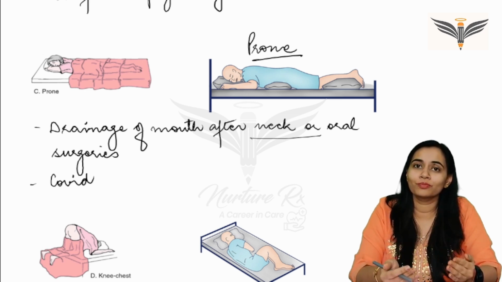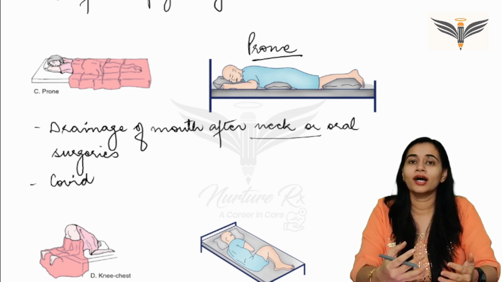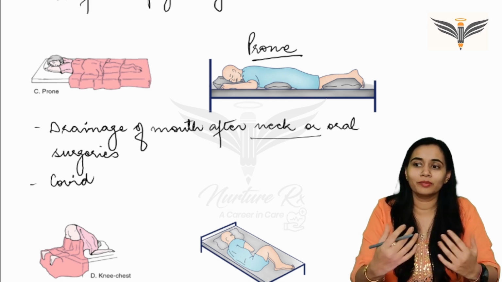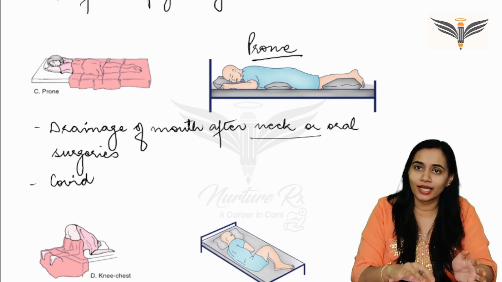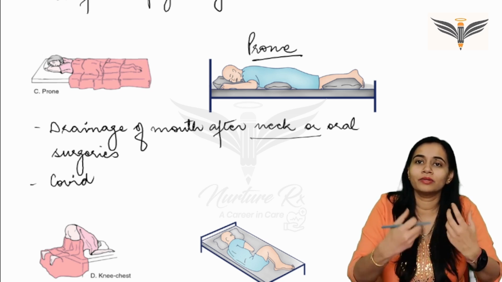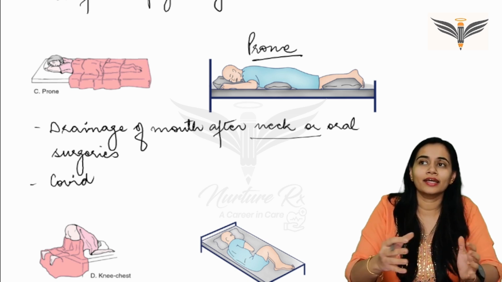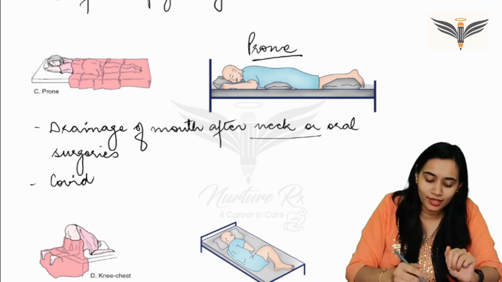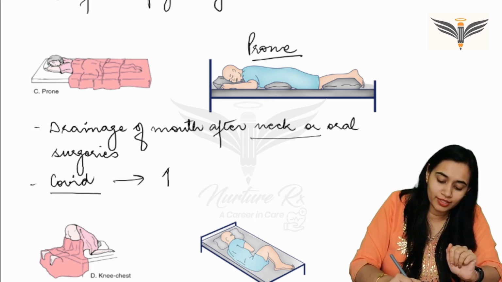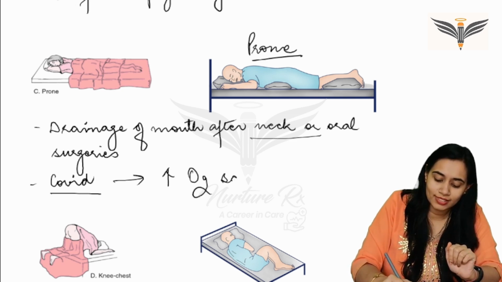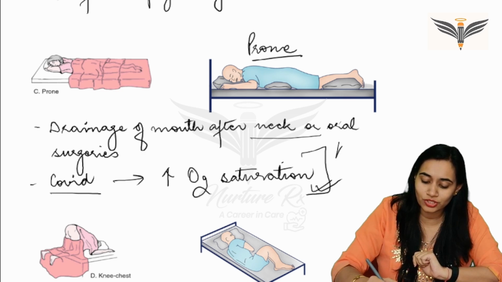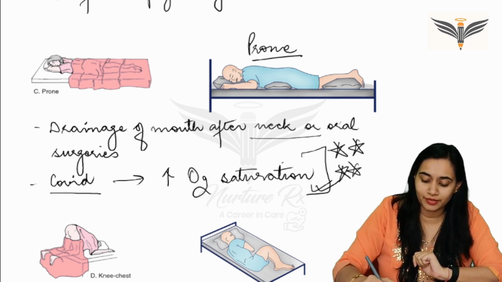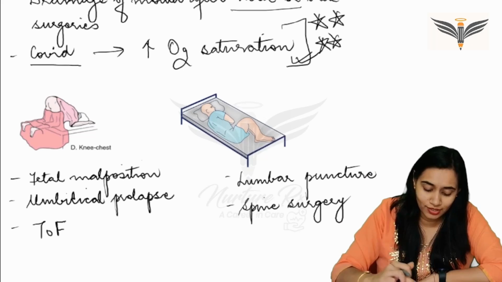So what was the prone position doing? You know that if the patient is lying supine, then there will be some pressure on the lungs. But if the patient is lying in the prone position, the lungs will be forced towards the bed and their expansion will be easier. So what it did was, it used to increase the oxygen saturation. So your prone position helps in increasing oxygen saturation. This is a very important question that you have to remember. Right? Coming on to the next position.